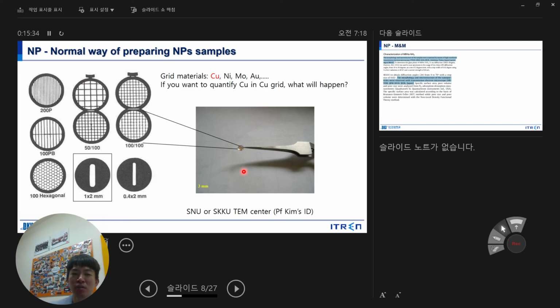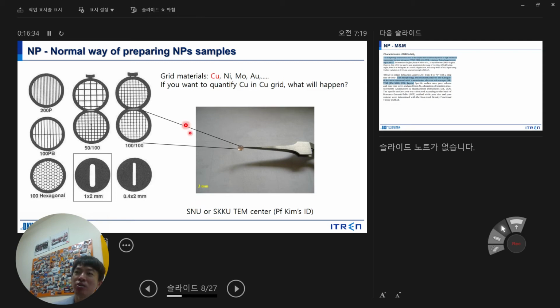And then how do you make a TEM sample? This is a grid for TEM. Maybe in ITREN we have this kind of grid. The grid material can be copper, nickel, Mo, or Au. Maybe in ITREN we have copper. So if we want to quantify copper in a copper grid by TEM and EDS, what will happen? It should show severe interference, right? So if we want to detect the composition of Cu in EDS by TEM, you have to use another grid. That's what I want to say. Sometimes in the literature, they say they are using a Cu grid and analyzing Cu composition. Yeah, sometimes they write like that.